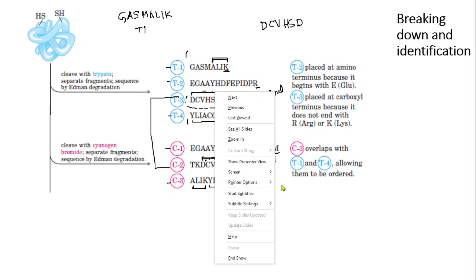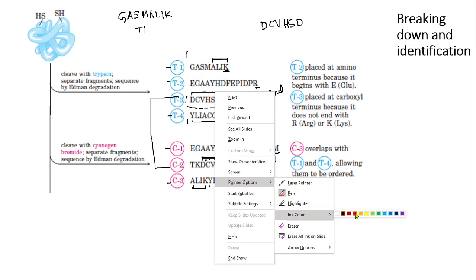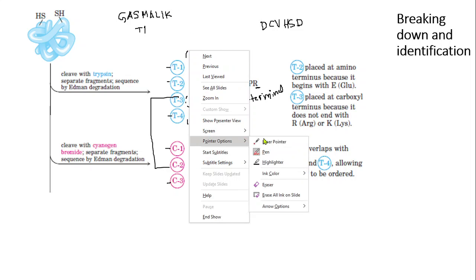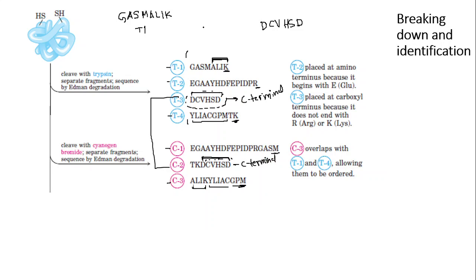I'm going to use a different color right here. Okay, maybe not. I'll continue with black, but I will use a different marker later. So this is the T1, right? Then you have the YLIA, CGPM. When the CGPM ends, then you have the TK, right? So then you have the TK from this fragment.